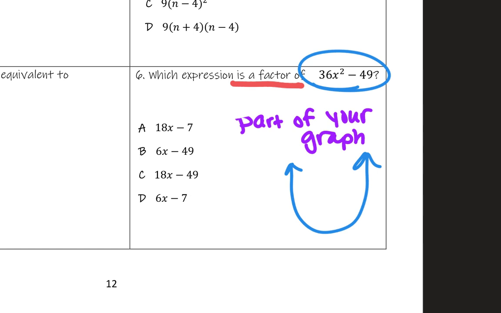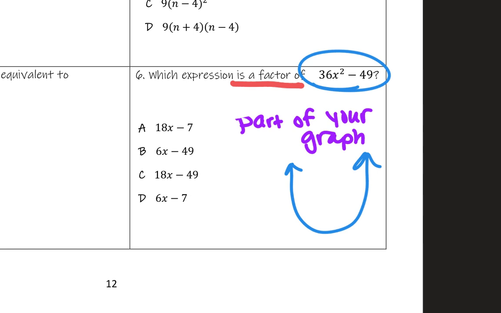So let me graph it real quick. So 36, let me open up a new document. So 36x squared minus 49 gives me this U, okay? Your quadratic. If I enter the first option, if you start looking at the equations, they're not going to be U's. These are going to be linear functions. These are going to go straight.